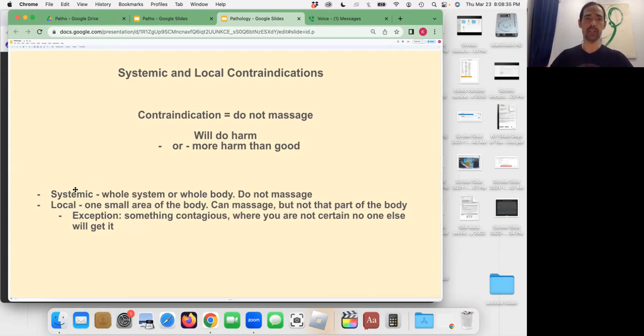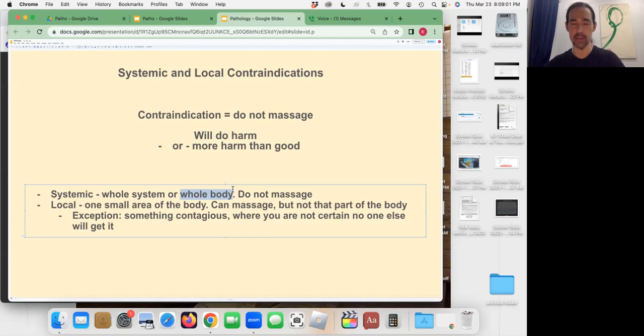Systemic and local contraindications. When you hear systemic, think whole system, like the cardiovascular system, the respiratory system, the integumentary or skin system. You can also just think whole body, because a lot of these systems go head to toe. It's almost as though the entire body is affected. Although if you break the body down into the 11 distinct organ systems, you could make the argument that it's not the whole body, it's just one or two systems that would be affected through using massage.